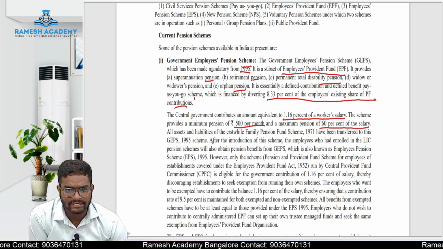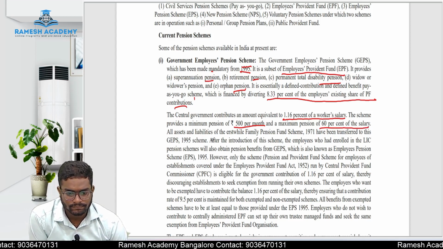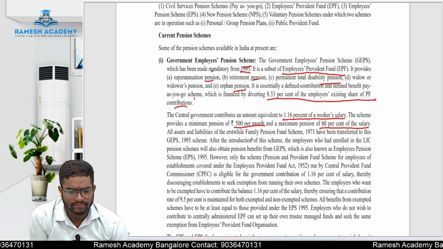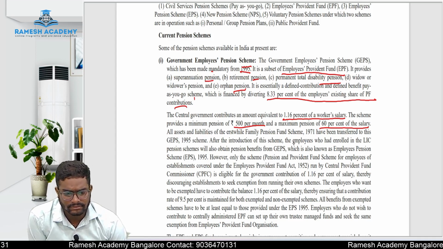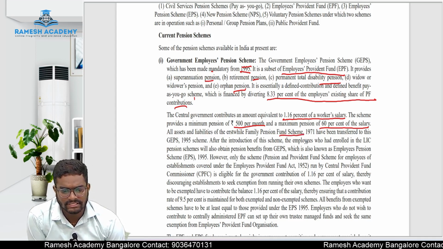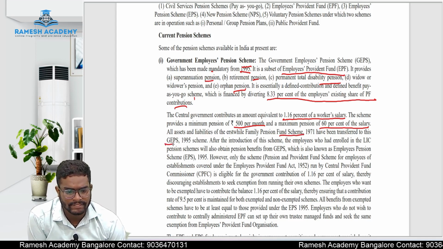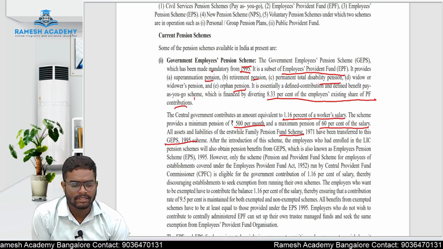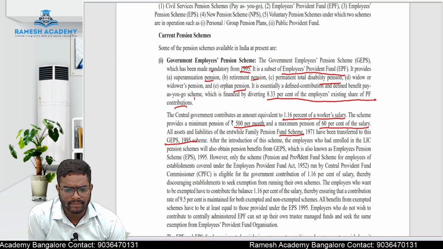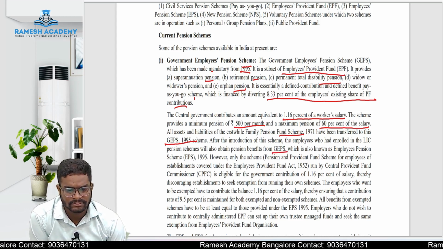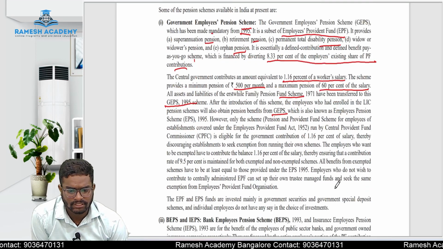All assets and liabilities of the erstwhile family pension fund scheme have been transferred to GEPS, Government Employee Pension Scheme. After the introduction of the scheme, employees who have enrolled in the LIC pension will also obtain the pension benefits from GEPS, which is also known as Employees Pension Scheme.